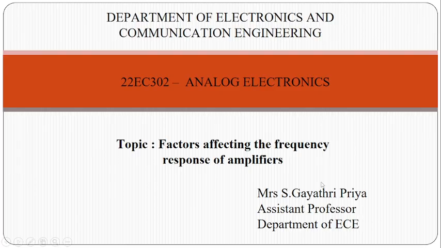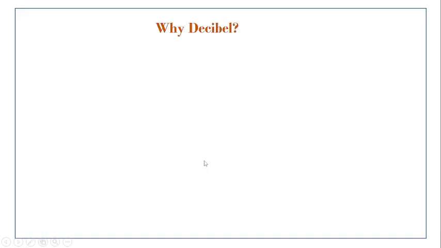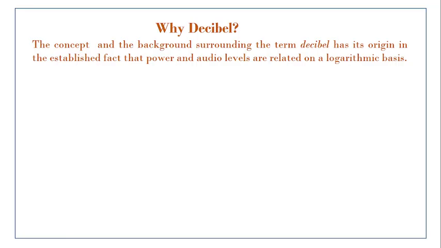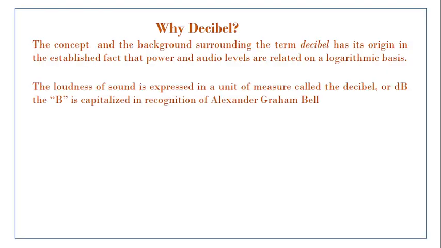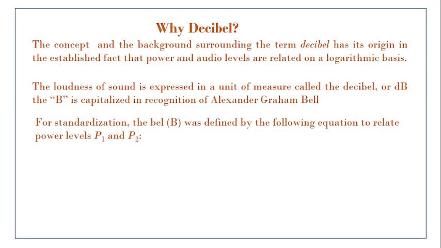In today's session of analog electronics, we're just going to discuss what the factors are which affect the frequency response of amplifiers. Before getting into this, we should know why the y-axis of the frequency response, that is the gain, is measured in decibel. We know the unit of sound is decibel, or dB, with a small d and a capital B. That capital B indicates Alexander Graham Bell.